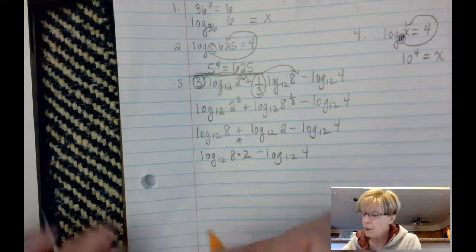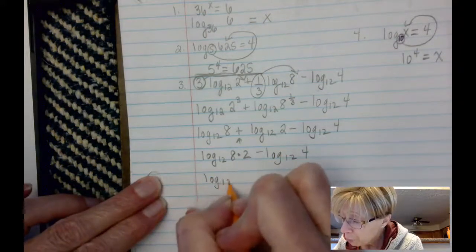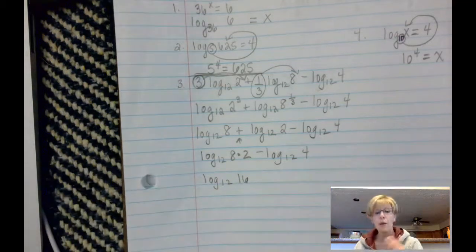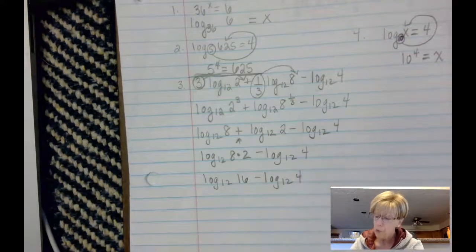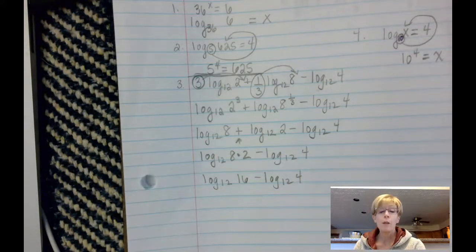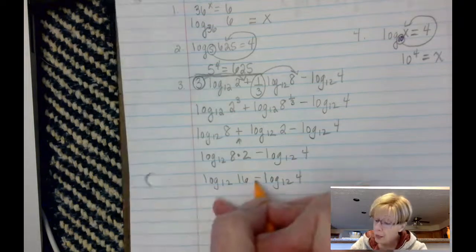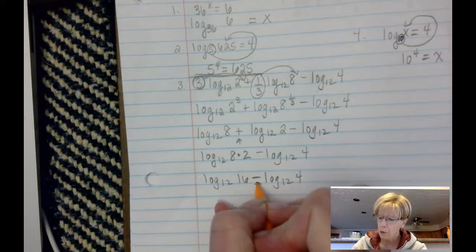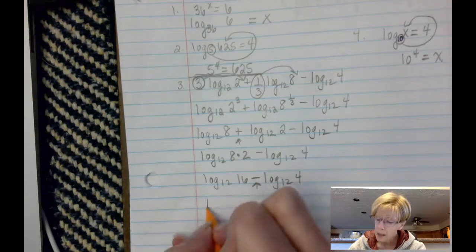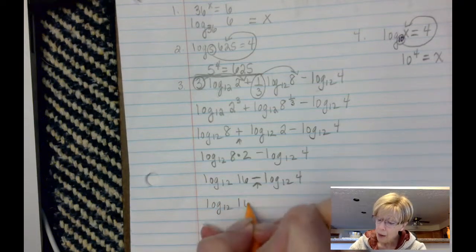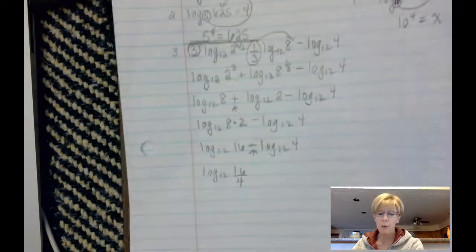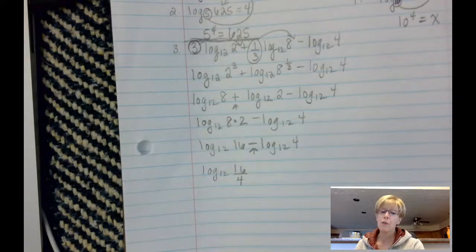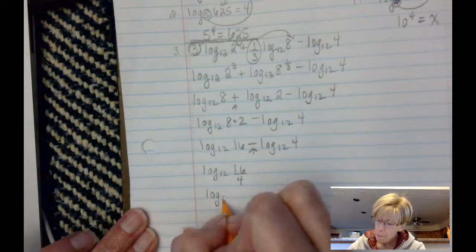If we simplify that a little bit, we get log base 12 of 16, which is what 8 times 2 is, minus log base 12 of 4. And then we're going to use the last property. We have a minus in between these two logarithms. And minus says that we can divide. And as I pull that up a little bit so you can see it a little bit better, log base 12 of 16 divided by 4. Well, 16 divided by 4 is 4.